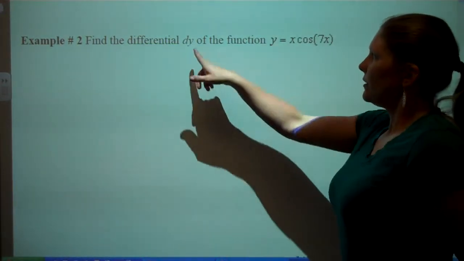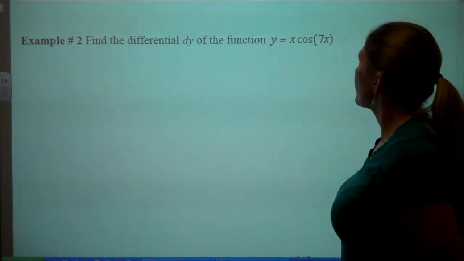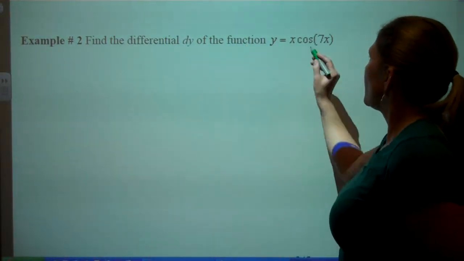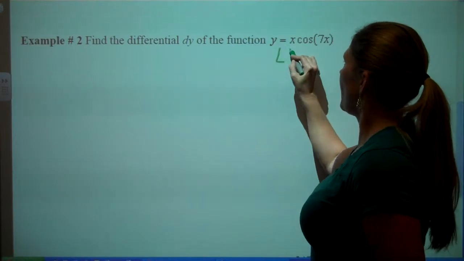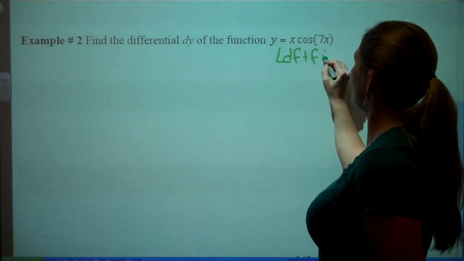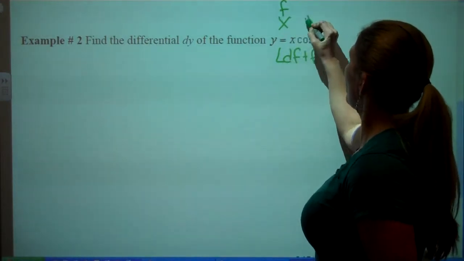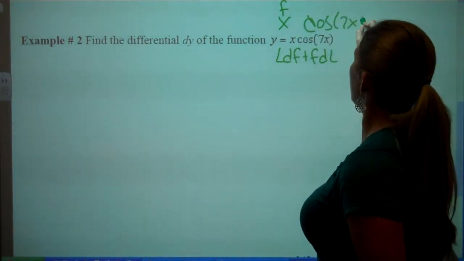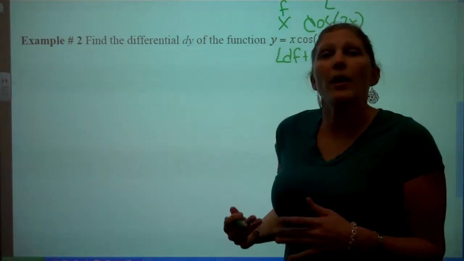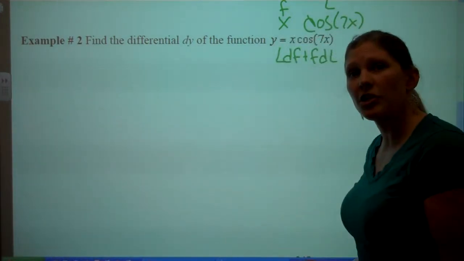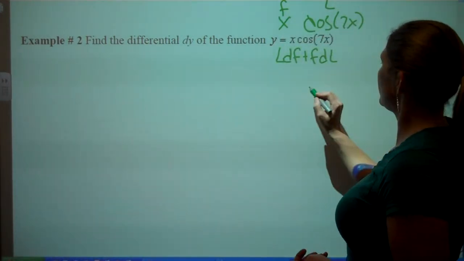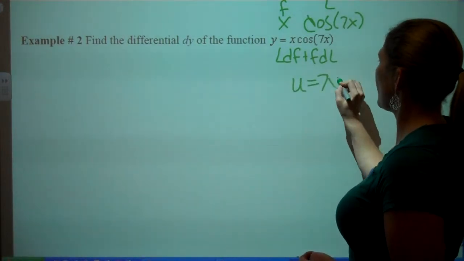Find the differential dy of the function y equals x cosine 7x. Here we have two things going on. We have LDF plus FDL. x is my first function, and cosine of 7x is my last function. Within the last function, you also have a chain rule. So that's where we have to set u equal to 7x.